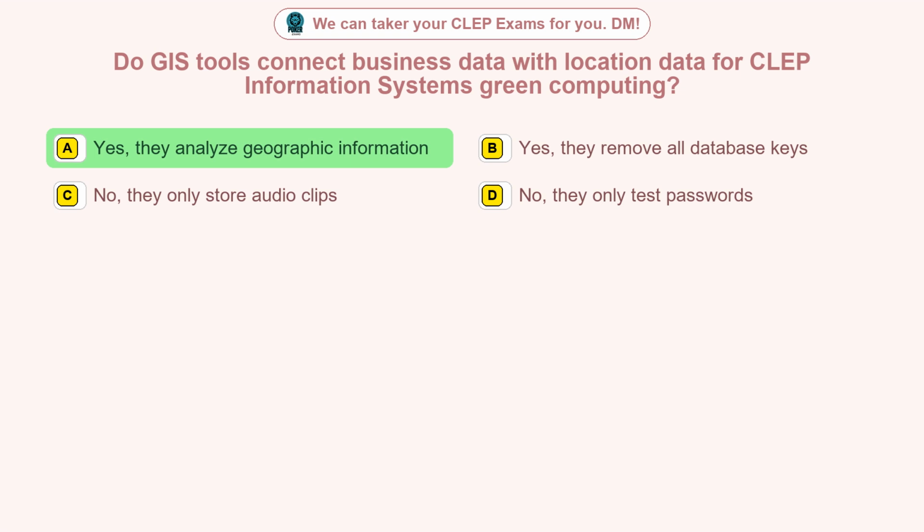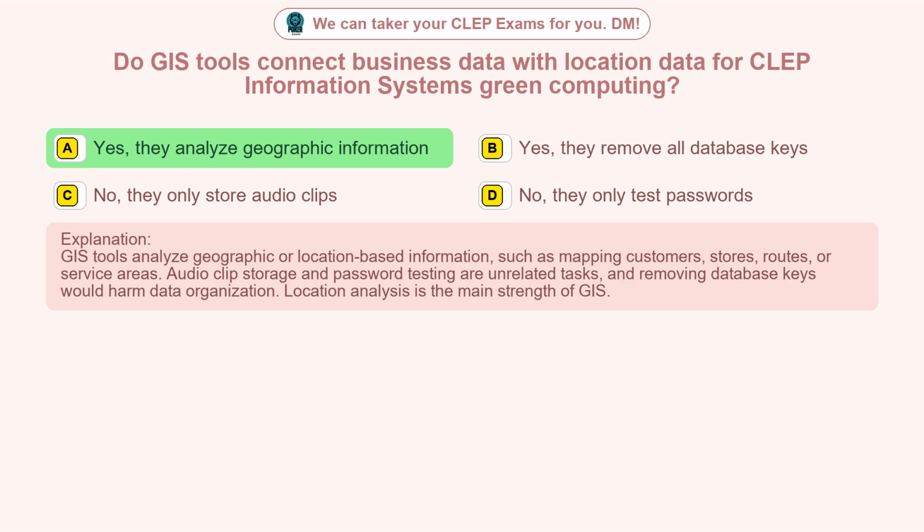Yes, they analyze geographic information. GIS tools analyze geographic or location-based information, such as mapping customers, stores, routes, or service areas. Audio clip storage and password testing are unrelated tasks, and removing database keys would harm data organization. Location analysis is the main strength of GIS.